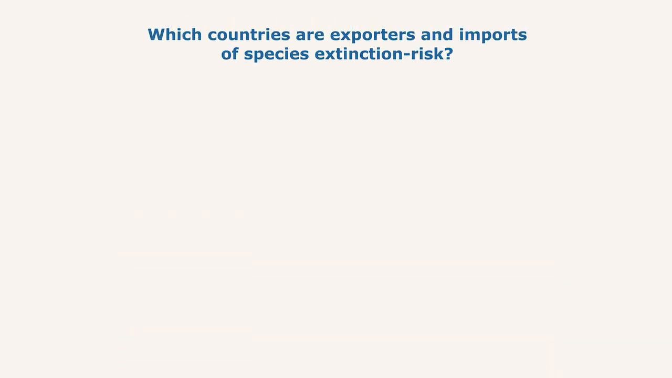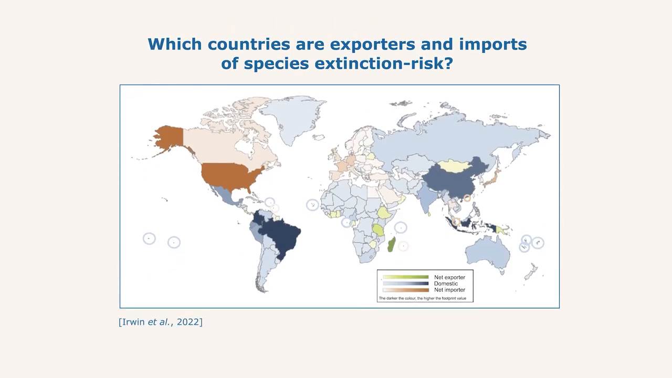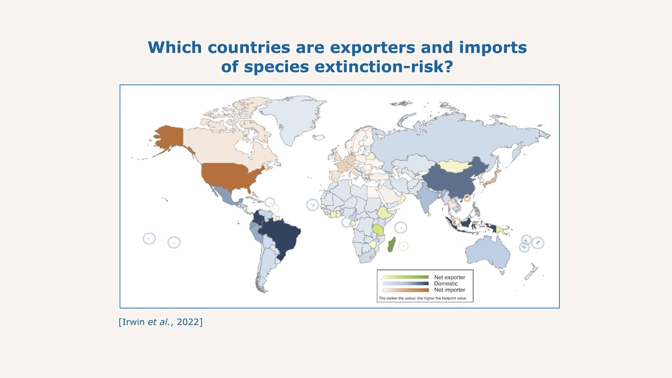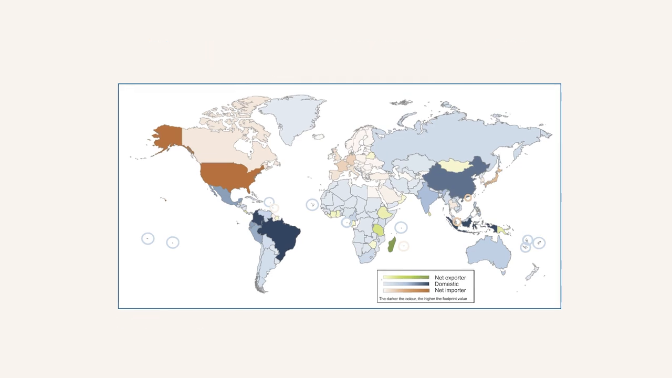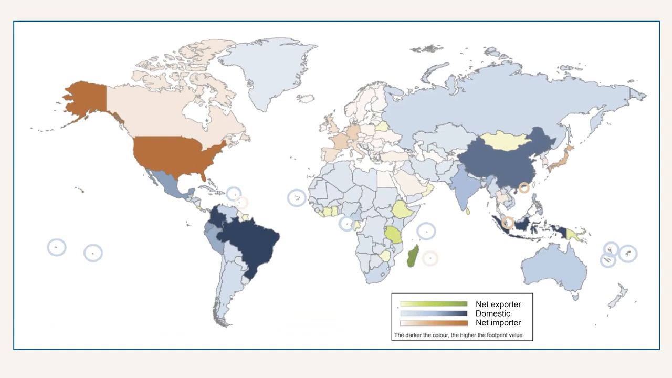Another way to visualize spillover effects can be found in this figure, which illustrates which countries are net importers and net exporters of an environmental impact, in this case, species extinction risk. This research also used the EORA multi-region input-output table, but this time connected the economic data with information on species extinction risk, which was generated from the data curated in the IUCN Red List of Threatened Species.